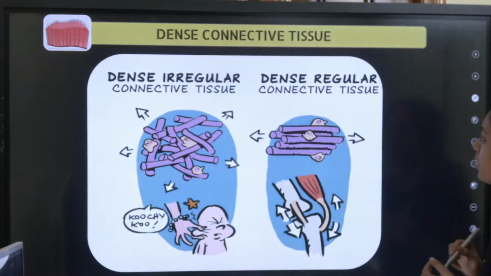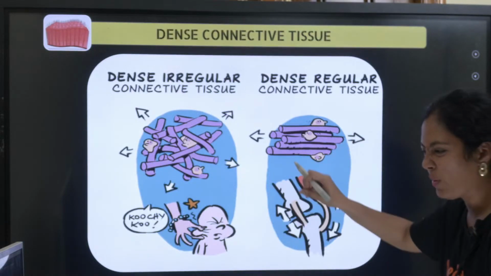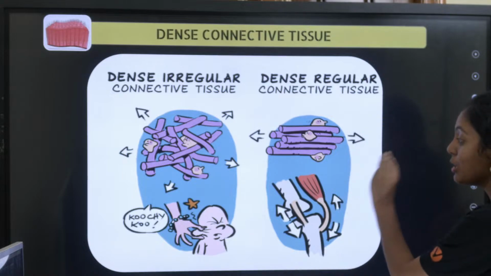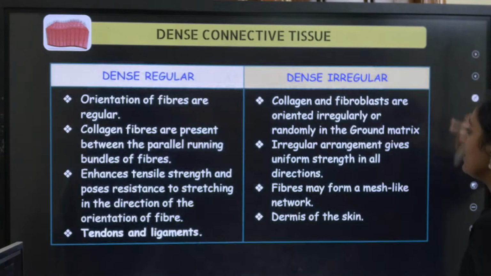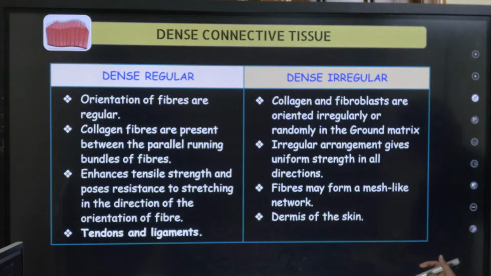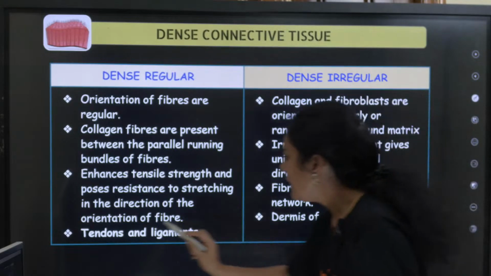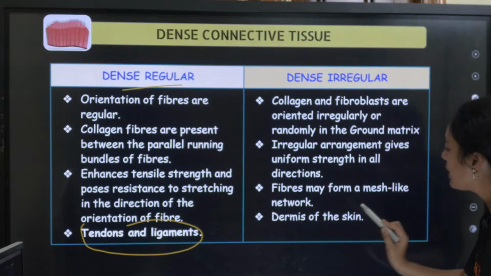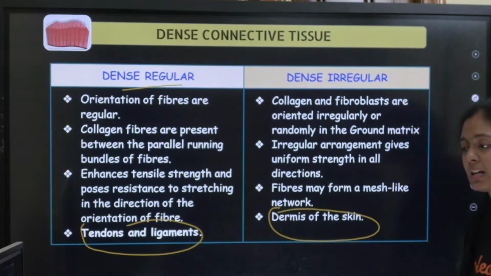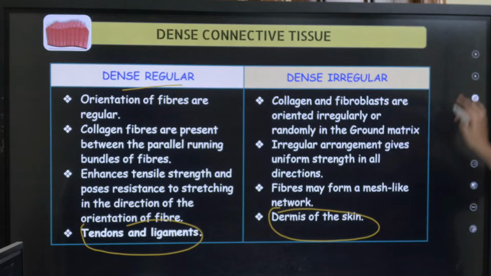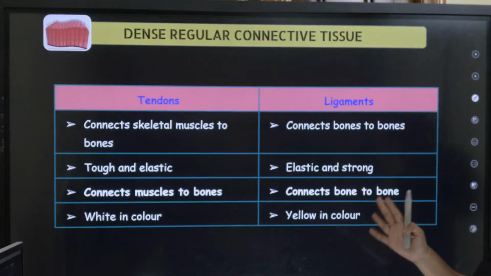Okay, we'll continue now. This is your dense irregular, which is arranged in an irregular manner. This is your dense regular, which is regularly arranged. So the examples for dense regular and dense irregular are given. Remember the example: tendons and ligaments is for regular, and for irregular it is the dermis of the skin. What is epidermis? The outermost layer. Dermis is the innermost layer. Simple.